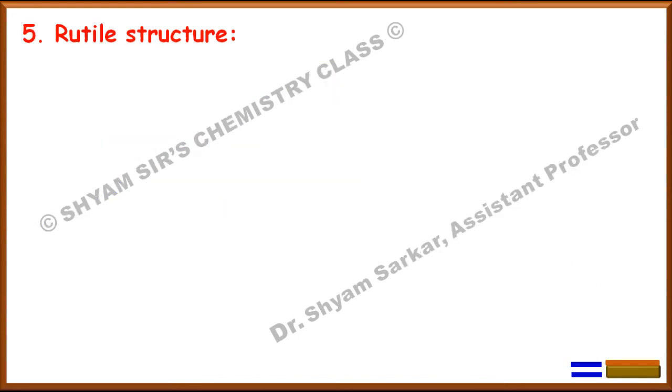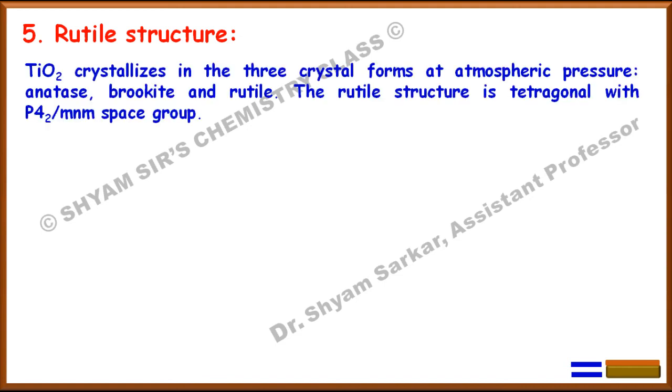Next structure, that is rutile structure. So rutile structure, TiO2 is the representative compound. So TiO2 crystallizes in three different forms at atmospheric pressure. Okay, so there are three different phases like anatase, brookite and rutile. So rutile structure is a tetragonal structure with P42/mnm space group.